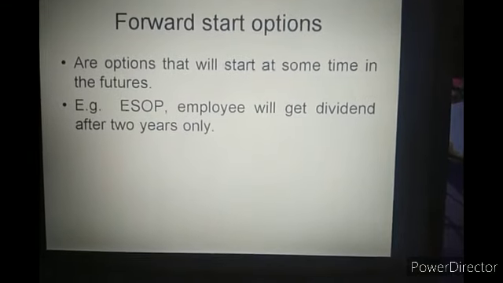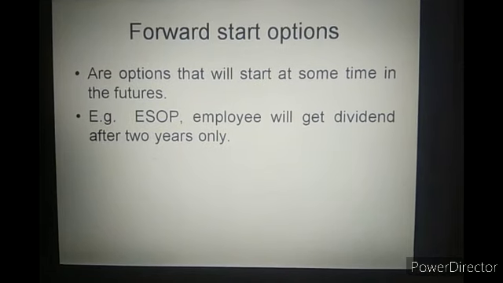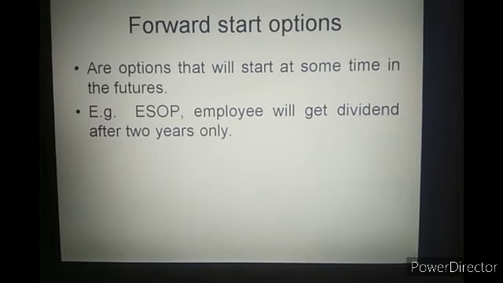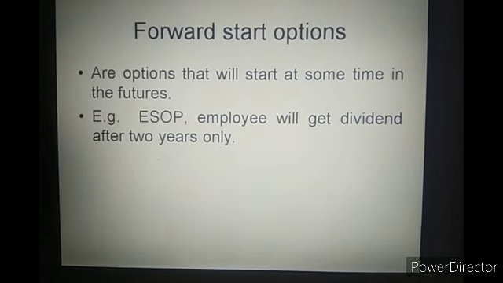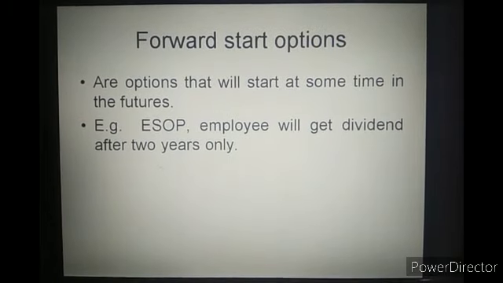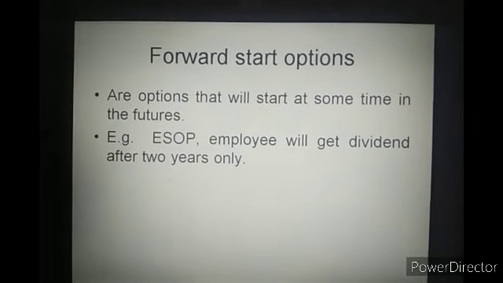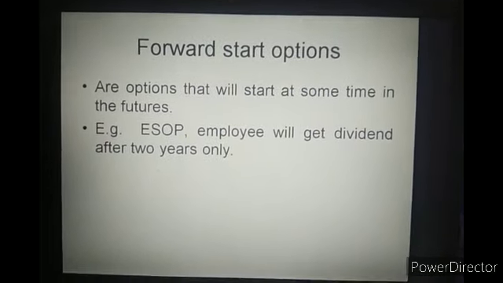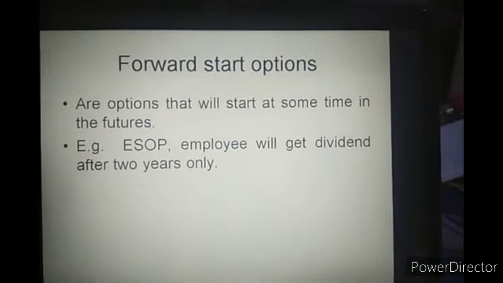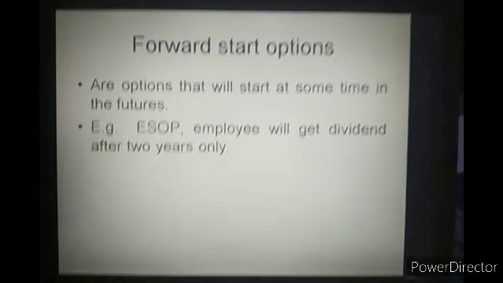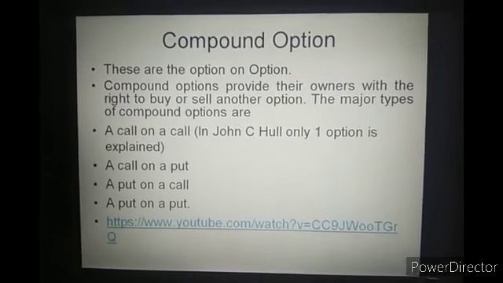Then the forward start option. Here your option or the rights will start after some time, like for example ESOP. If an employee applies for stock offered by their employer and gets these shares, the shares are given with some conditions. For example, the employee will get dividends after 2 years only. It means your contract will actually start after 2 years. You are buying right now, but you will get the dividend after 2 years only. So your contract will start after some time. That is called a forward start option. Next one is the compound option.